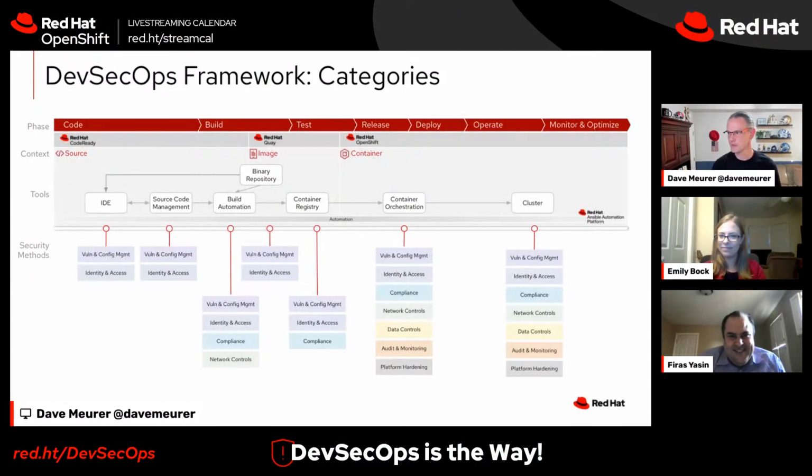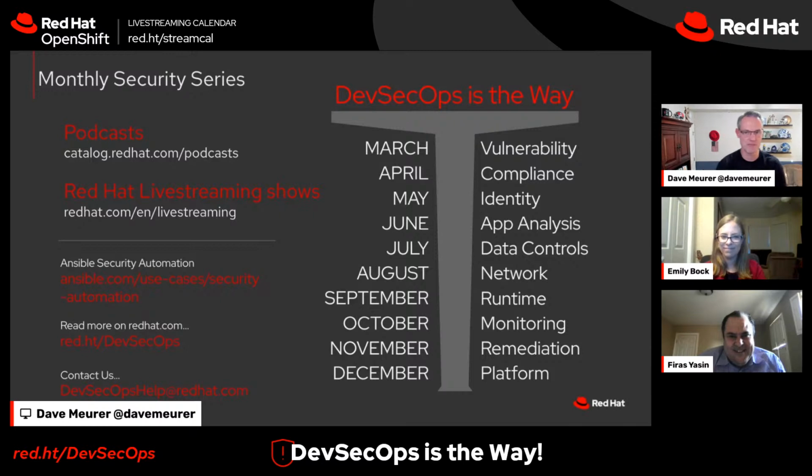Well, with that, I just want to post again the schedule here. This was the framework, but the DevSecOps Is the Way monthly series. We've got another one coming in December around platform security. That's all going to be about OpenShift security and things like Linux security, SELinux, seccomp, really cool stuff. So look forward to that.